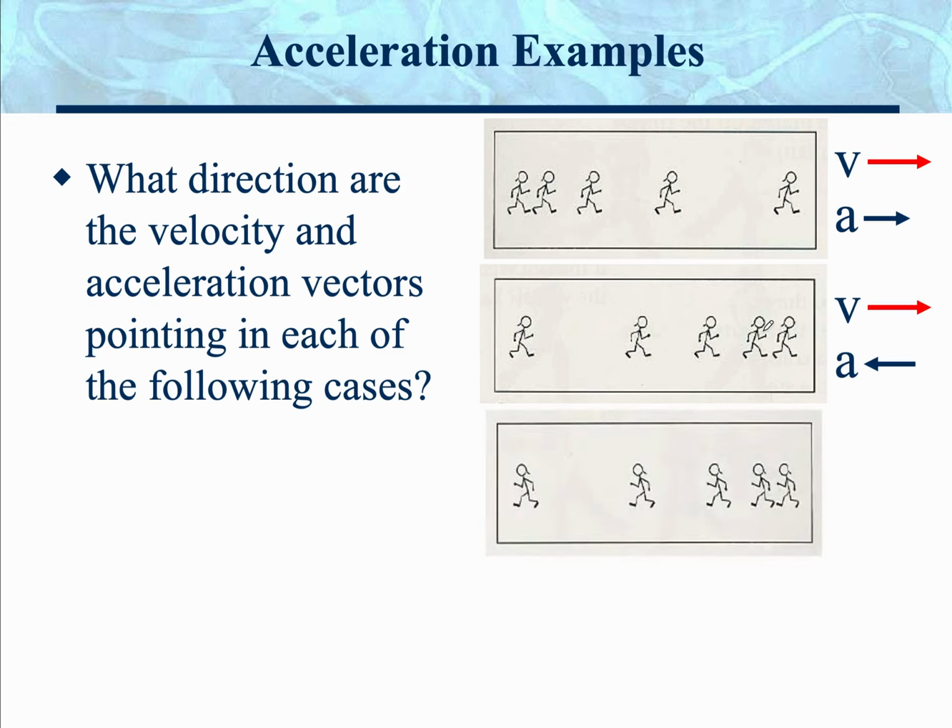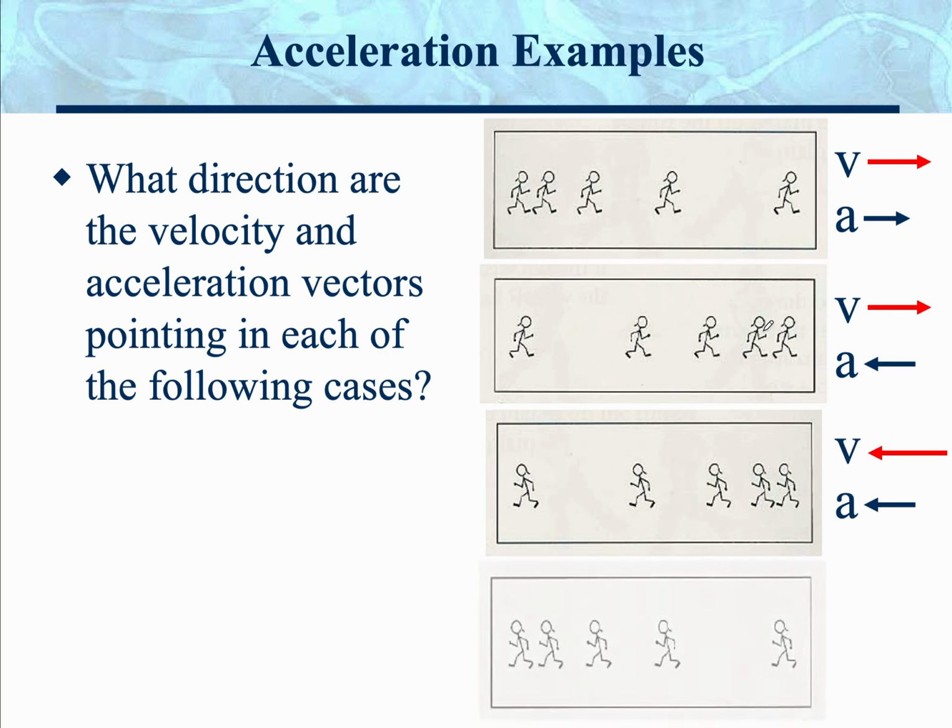And then this one, she's moving towards the left in the negative direction, and she's gaining velocity towards the left, which means her acceleration also must be pointing that way. And then finally, this one, she's heading to the left. That means her velocity is pointing to the left, but she's losing that velocity. The acceleration must be acting against that velocity. It must be acting this way.